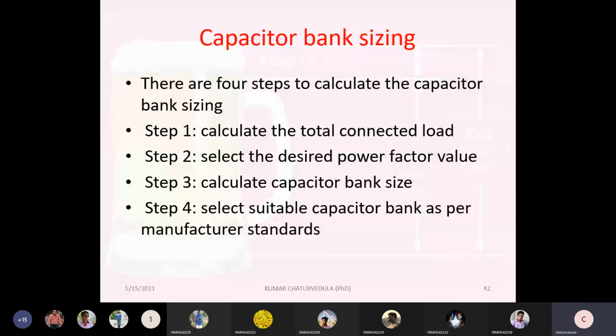So they may be manufactured like 200, 250, 300, 350, 150 kVAR. So you should choose, if the value you have achieved is 220 or 210, a higher value of capacitor rather than the lesser value. Suppose you have got the value of 210 or 220, don't choose the 200 kVAR capacitor, you have to choose a 250 kVAR capacitor. Okay, so that is step 4, select a suitable capacitor bank as per manufacturer standards.